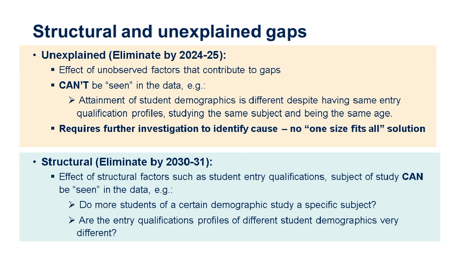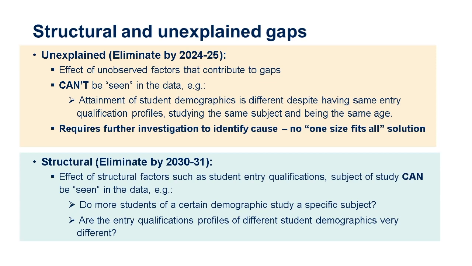So for example, if you're exploring your own data and looking at attainment, say, in Key Performance Measure 4, degree outcomes between white and black students, you may have very different degree outcomes despite your two populations having the same entry qualification profiles, studying the same subjects and being the same age. At this point, it can't be explained by those factors alone, and it would require further investigation by the individual provider at a local level to identify the root cause of these gaps, and there is no real one-size-fits-all solution.